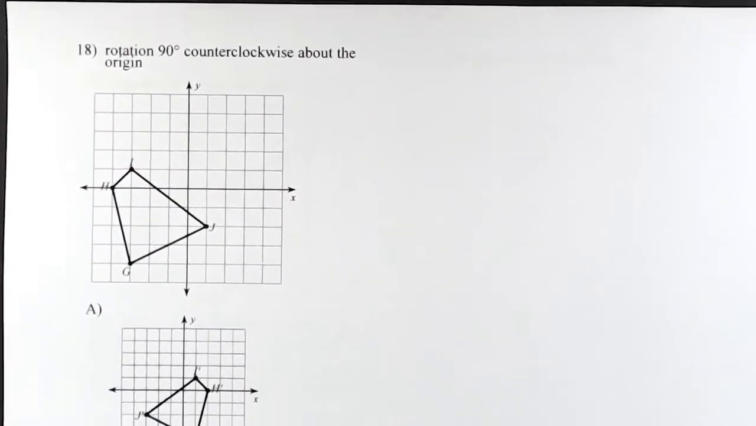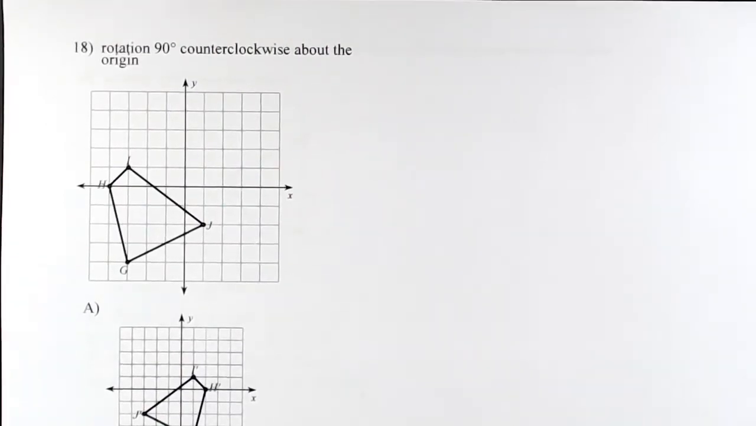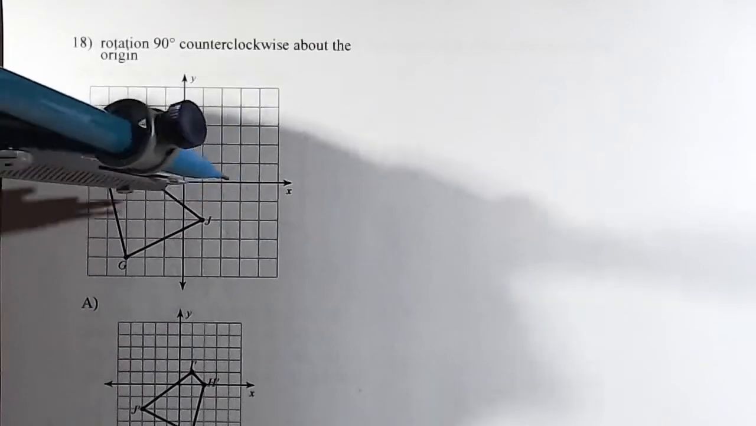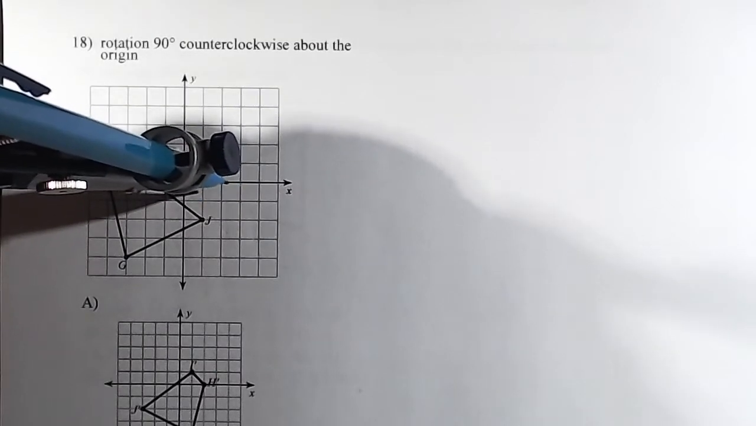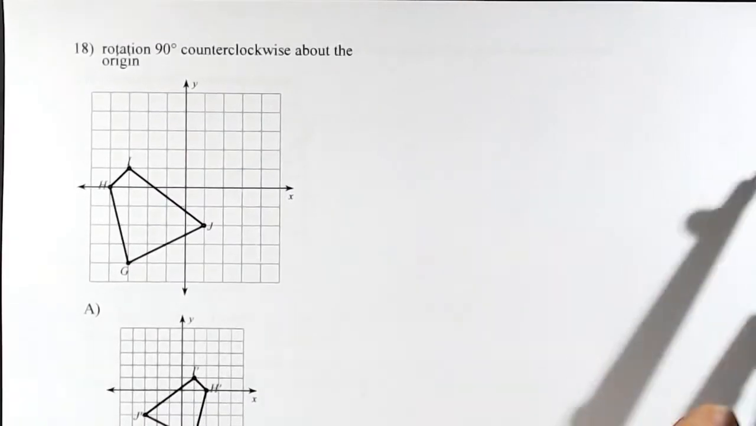Number 18, rotation 90 degrees counterclockwise about the origin. Okay. So for this, you don't really need a compass. You just need to understand what's going to happen. You're rotating 90 degrees about the origin. So your center of rotation is the origin. Right. So if you take that point, right, and put it this way.